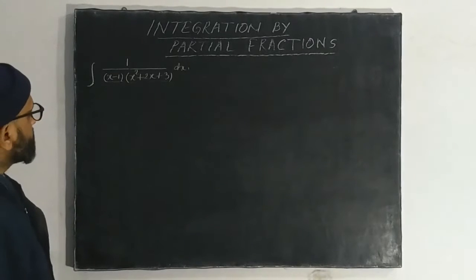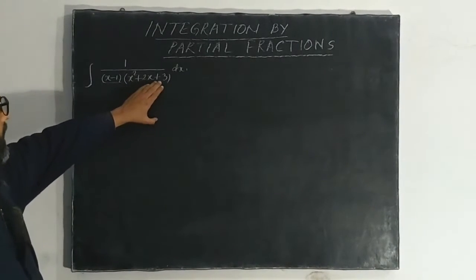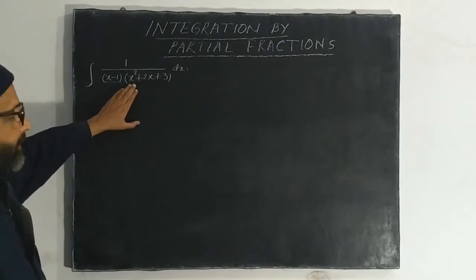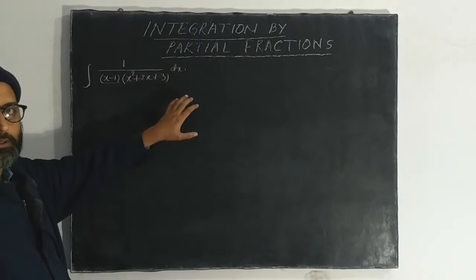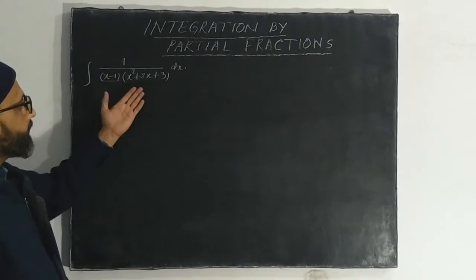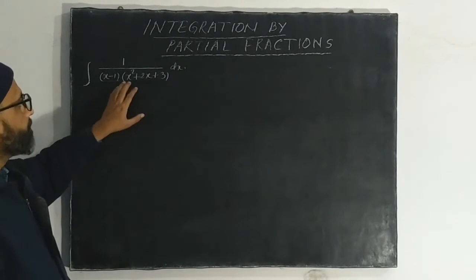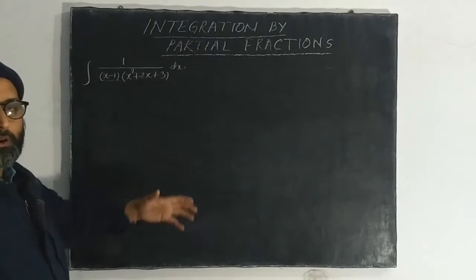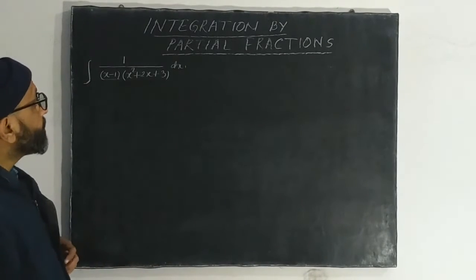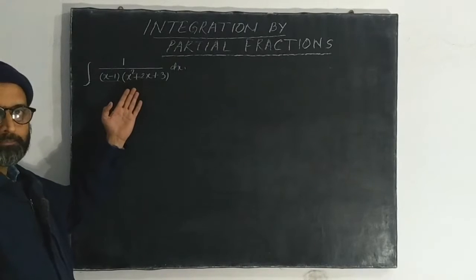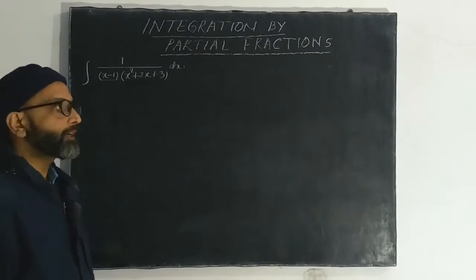Then we first try to factorize. We have to observe this quadratic expression, whether it could be factorized or not. If it could be factorized, then we must factorize it in the form of a product of two linear binomials. And if it may not be factorized, then we have to use the third form of partial fraction.